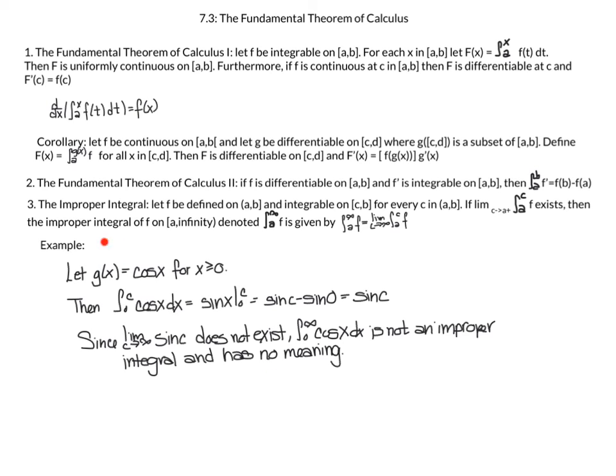Our last example is to look at g of x equal to cosine of x for x greater than or equal to 0. So we'll consider the integral from 0 to c of cosine of x. Taking the antiderivative, we have sine of x from 0 to c, which is equal to sine of c minus sine of 0, which is just sine of c. So if we wanted to look at this integral as c approaches infinity, since the limit of sine of c as c approaches infinity does not exist, since it bounces around between 1 and negative 1, then this integral from 0 to infinity of cosine of x dx is not an improper integral and has no meaning.